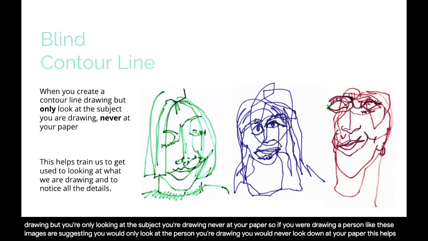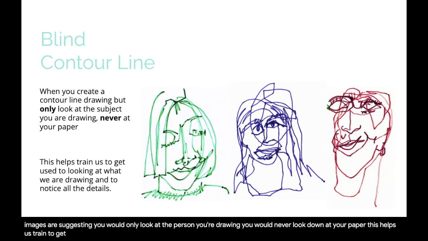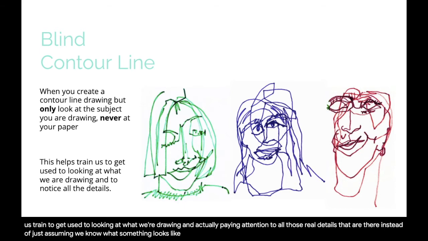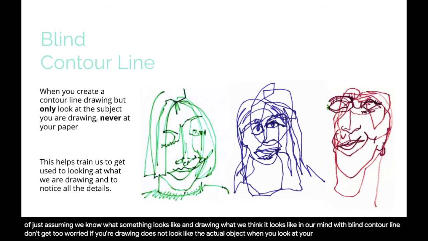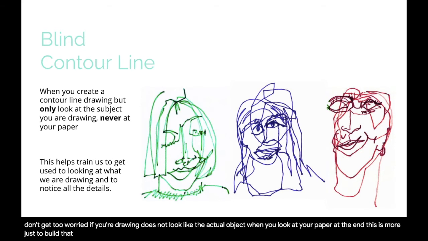This helps us train to get used to looking at what we're drawing and actually paying attention to all those real details that are there, instead of just assuming we know what something looks like and drawing what we think it looks like in our mind. With blind contour line, don't get too worried if your drawing does not look like the actual object when you look at your paper at the end. This is more just to build that skill of looking at what you're drawing.